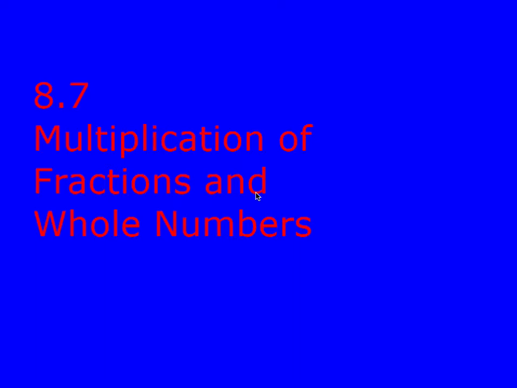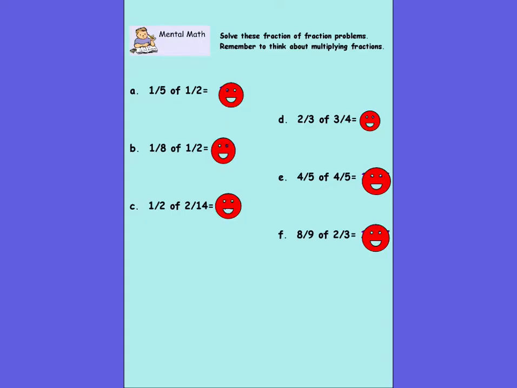This is going to be a lot of review from the last couple of days where we're multiplying fractions, but now we're going to take a look at using some whole numbers, and it's a very easy trick to do. Warming up our brains, if we have 1/5 of 1/2, remember "of" tells us to always multiply. Multiplying our numerators, 1 times 1 is 1, 5 times 2 is 10, so an answer of 1/10.